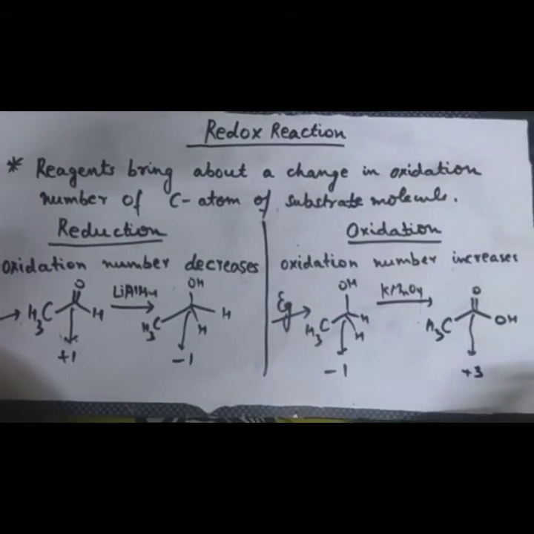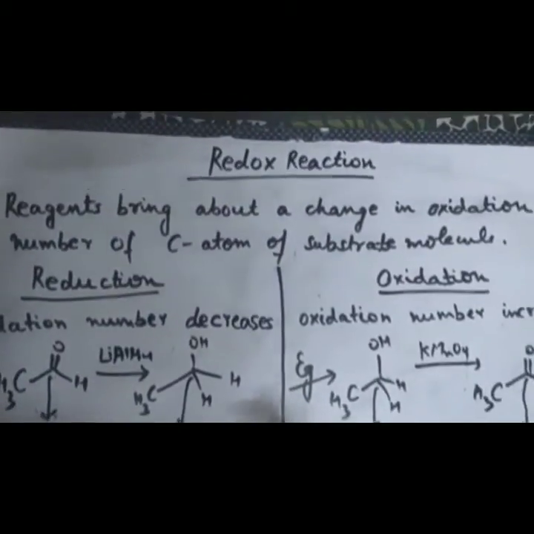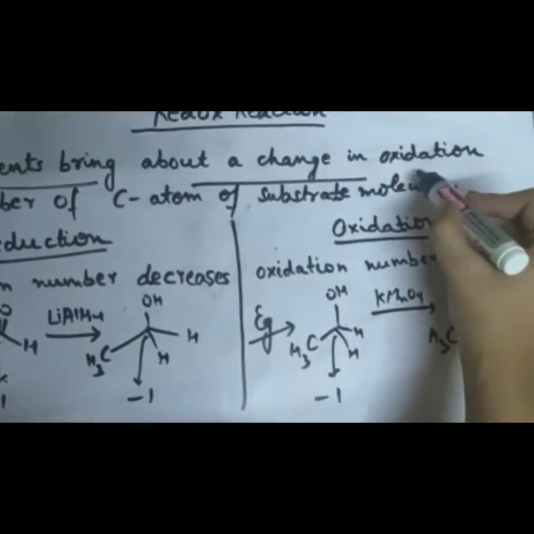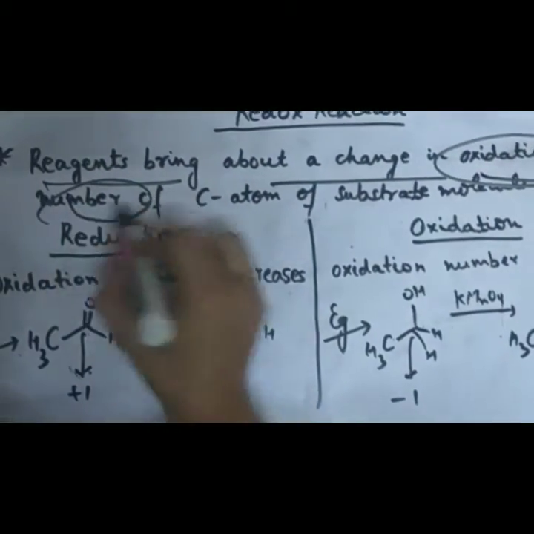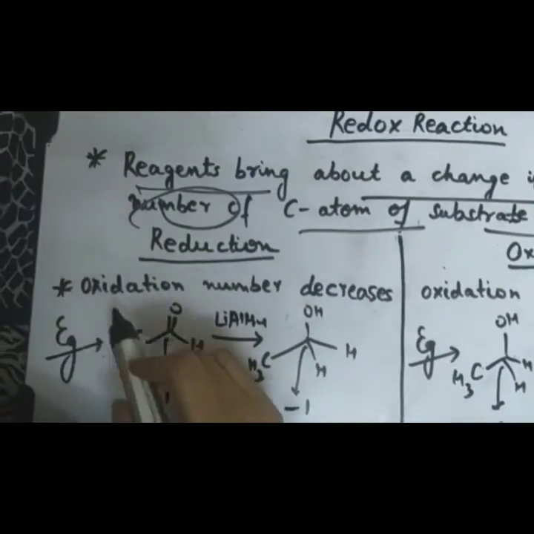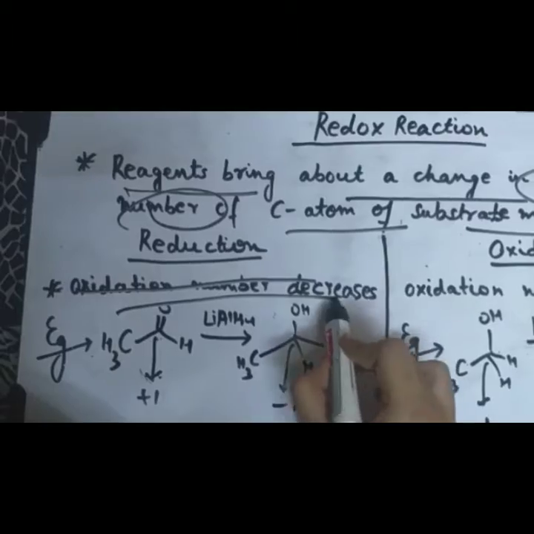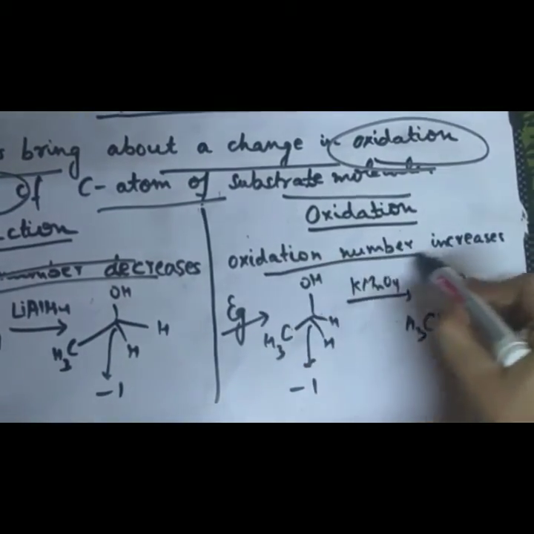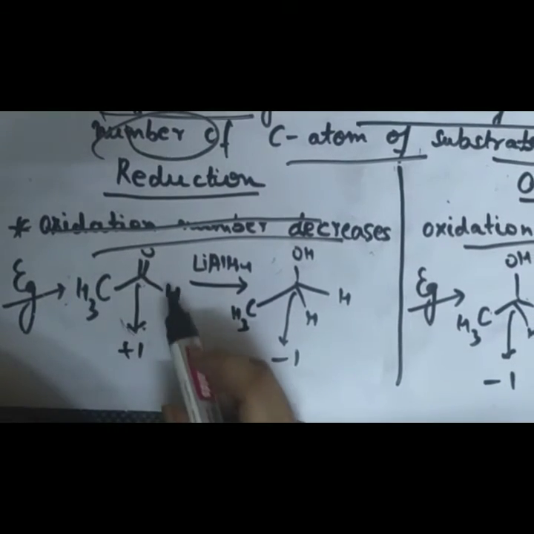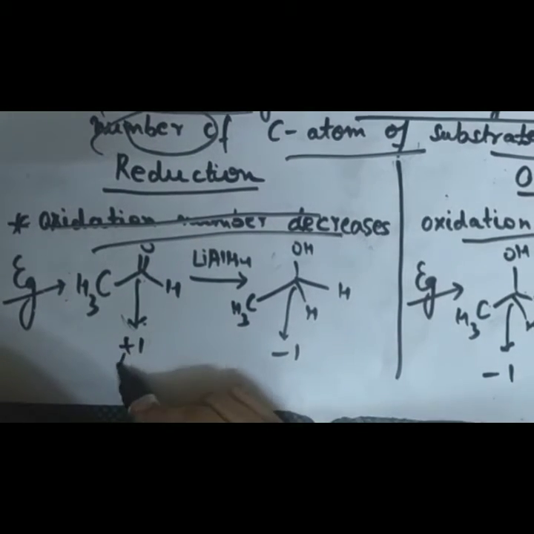Next reaction we are going to discuss is redox reaction. So in redox reaction we can see reagents bring about a change in oxidation number of carbon atom of substrate molecule. We can clearly see in reduction oxidation number decreases, right, and in oxidation number increases. With example we can see here we have ethanol and the oxidation number of this carbon here is +1. On adding LiAlH4, which is an inorganic reagent, the oxidation number decreases to -1.